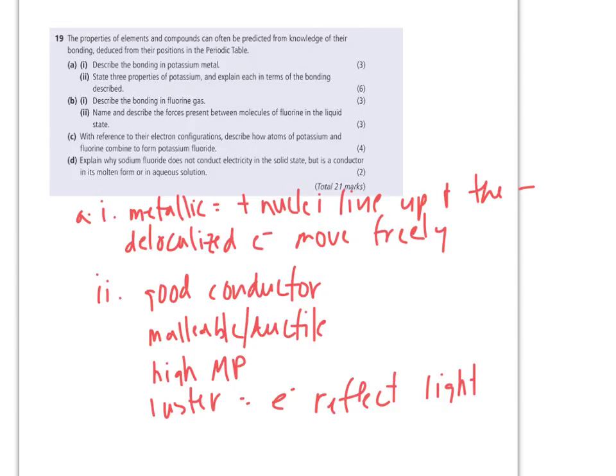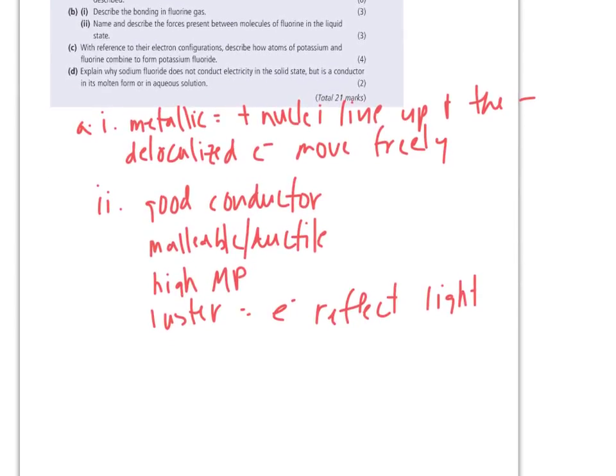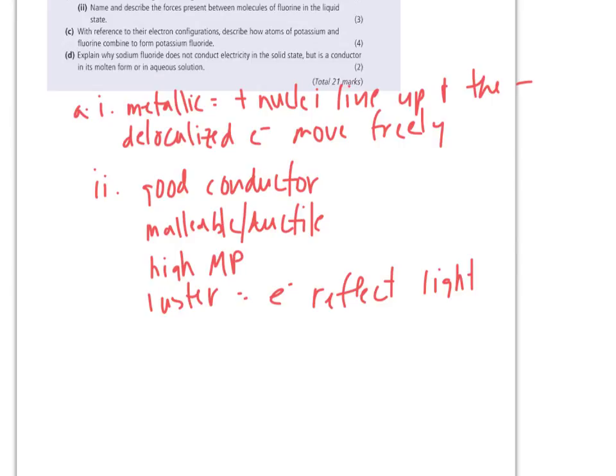Part B says describe the bonding in fluorine gas. Fluorine gas has very different bonding because fluorine is the most electronegative of the nonmetals. So it single bonds with itself and holds itself together quite tightly. But it only has LDF, or London dispersion forces, in it because it's just the one bond. So it's held by the attraction between the nucleus of one fluorine for the shared pair and the nucleus of the other fluorine for the shared pair.